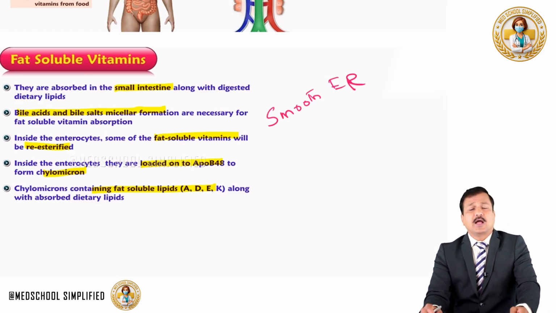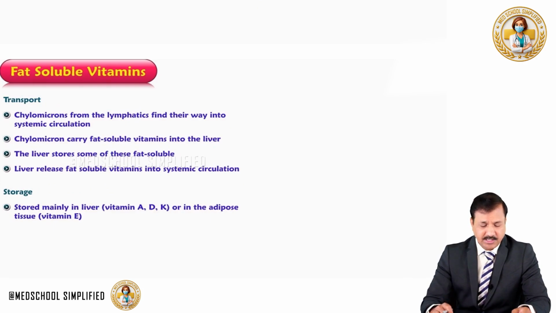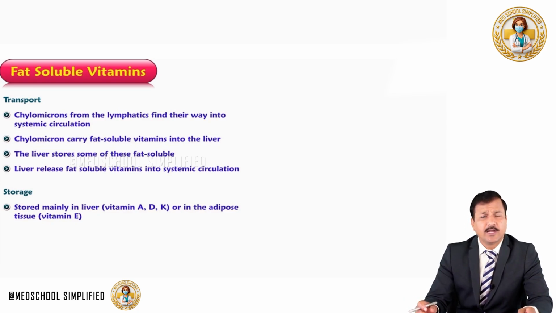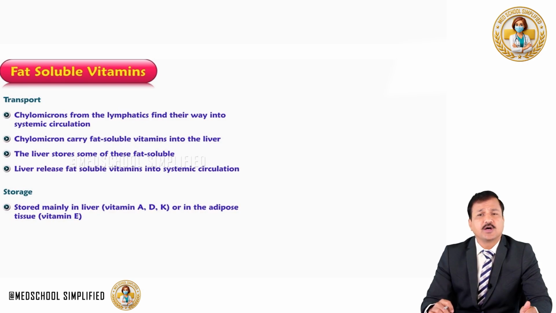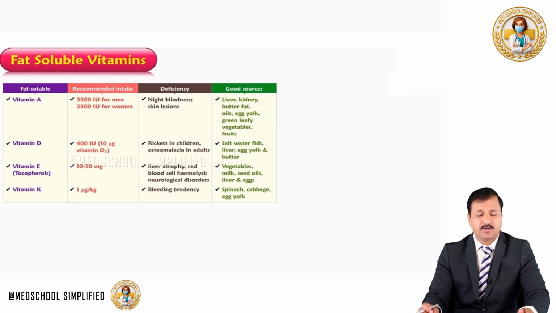And when it goes to the liver, these vitamins are stored in the liver, especially vitamin A, vitamin D, vitamin K. Vitamin E is stored in the adipose tissue and also over the cell membrane. So this is how the absorption, transport and storage of vitamin A, D, E, K will be going on in our body.